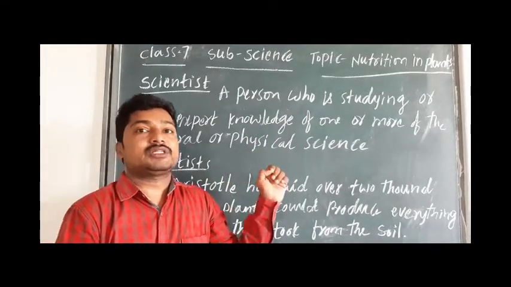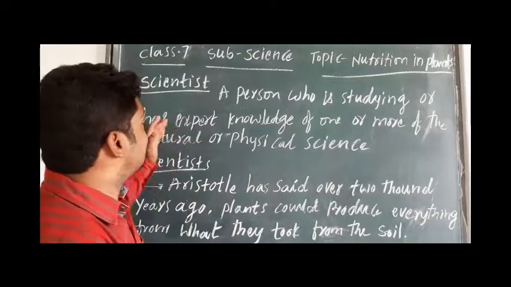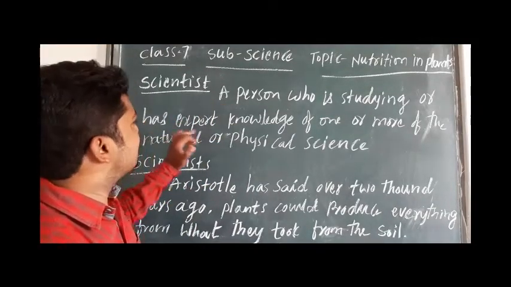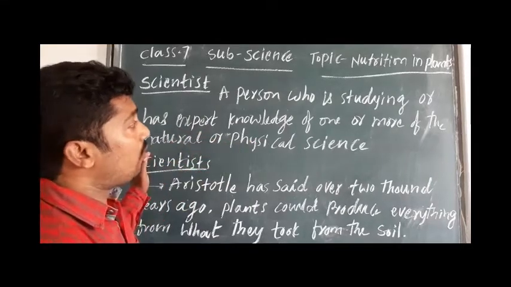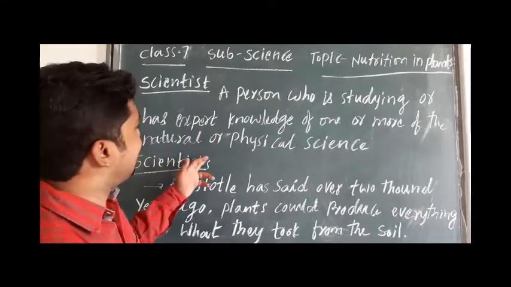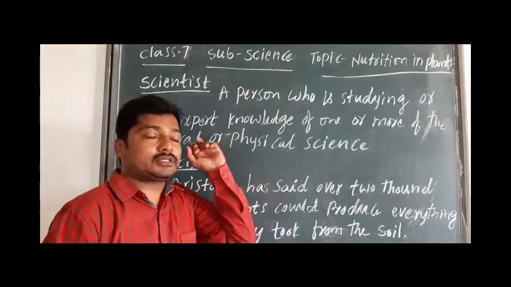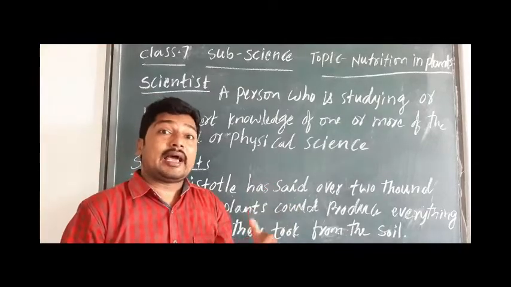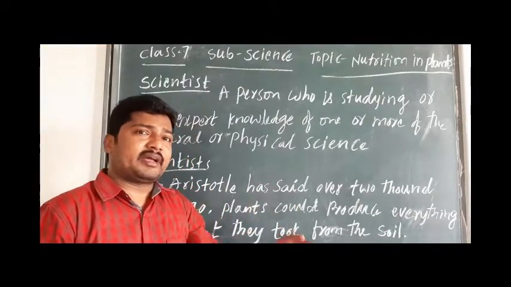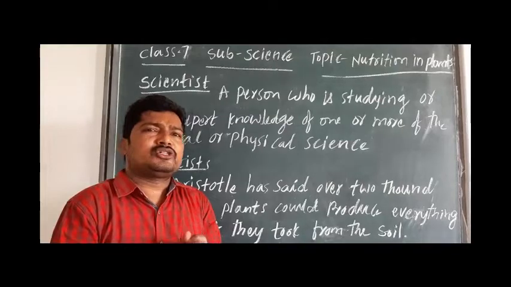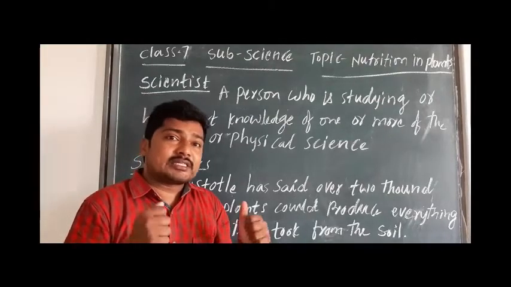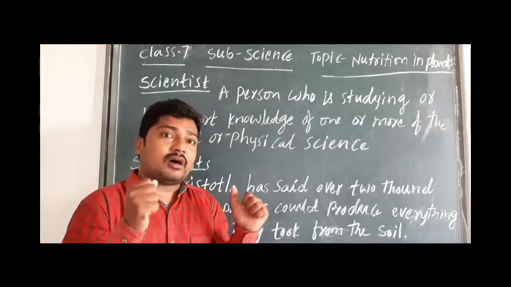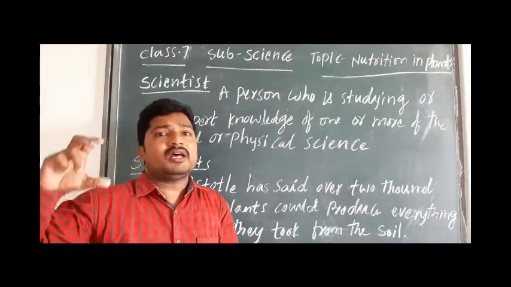Who is a scientist? You should know the meaning of the word scientist: a person who is studying or has expert knowledge of one or more of the natural or physical sciences. This is very important. A scientist should have knowledge regarding a particular expertise. You should discuss, observe, and discover or invent particular things.